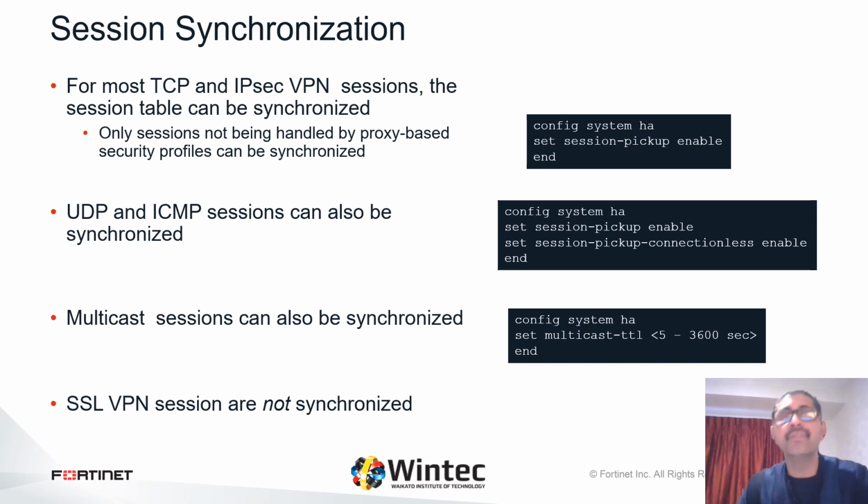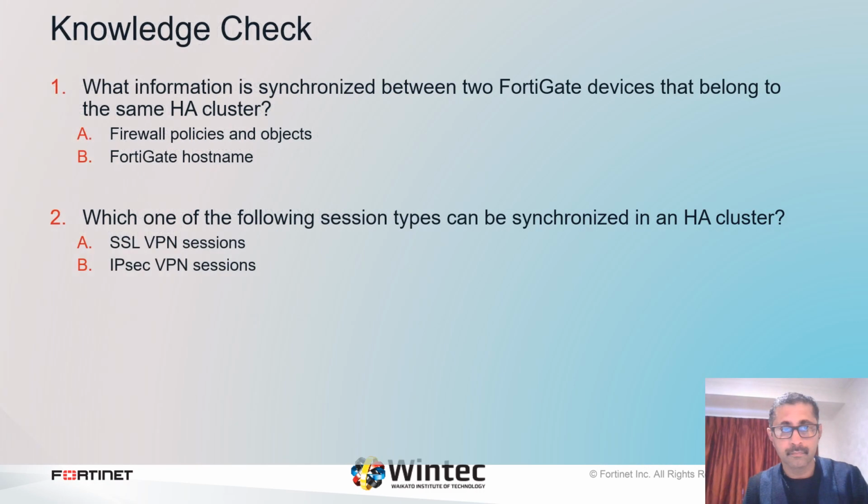Now, having seen all the details of how high availability works, let's look at a quick knowledge check. Now, a quick knowledge check on the previous slides. Question 1. What information is synchronized between two FortiGate devices that belong to the same high availability cluster? A. Firewall policies and objects. B. FortiGate hostname. Question 2. Which one of the following session types can be synchronized on a high availability cluster? A. SSL VPN session or B. IPsec VPN session?